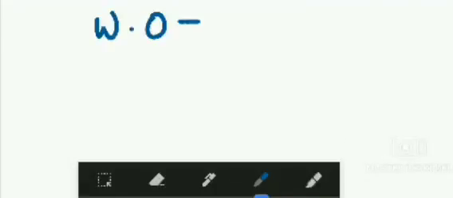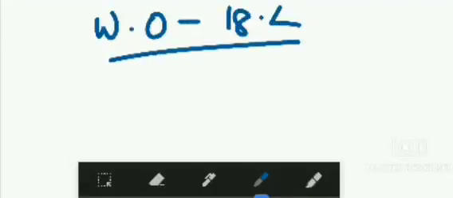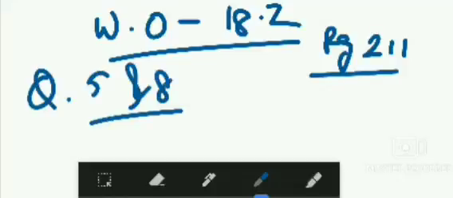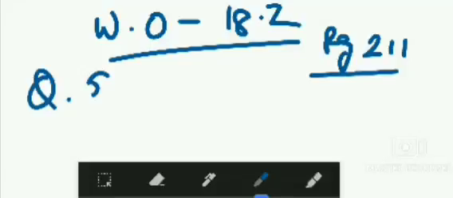Come to workout 18.2, that is on page number 211. You have to do only question number 5 and 8 from this workout. So start from question number 5.